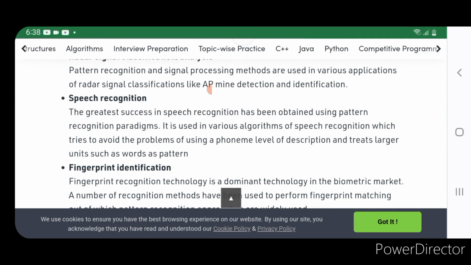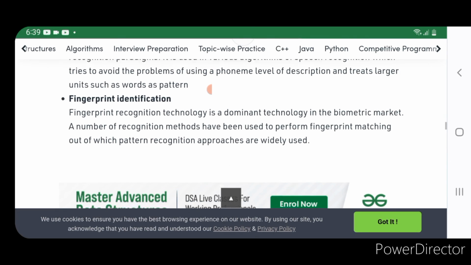Speech recognition. The greatest success in speech recognition has been obtained using the pattern recognition paradigm. It is used in various algorithms of speech recognition, which try to avoid the problems of using a phenomena level of description and treat larger units such as words as patterns.